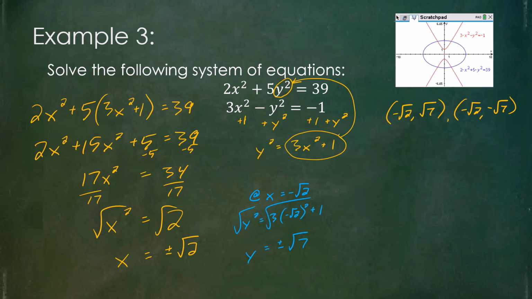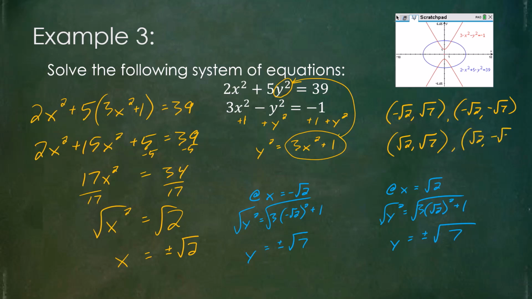Now if we do the same thing with the positive version of the square root of 2, so when x equals positive square root of 2, I end up getting y squared equaling 3 times the square root of 2 being squared, plus 1. Just like before, we'd have to take a square root, which means I'm going to have two solutions. 3 times square root of 2 squared is going to be 3 times 2 again, 6, plus 1 more is 7. So I end up getting 2 more points because this is paired with two different y's. One of them being positive root 2 with positive root 7, and the last one being positive root 2 with a negative root 7.